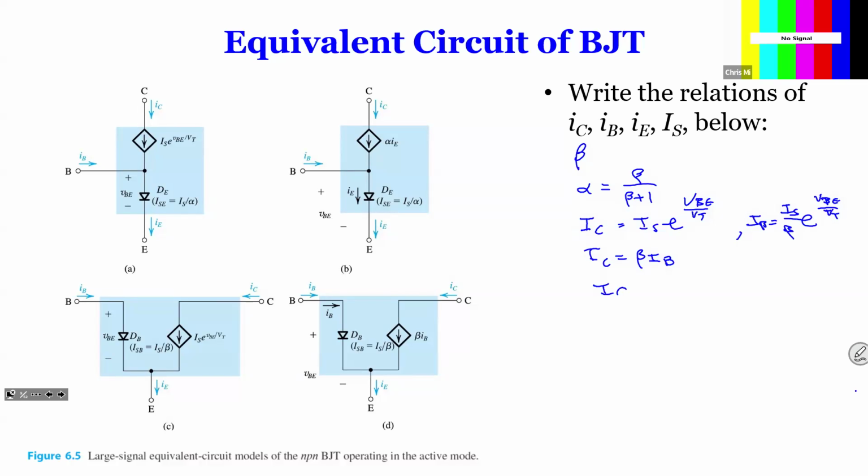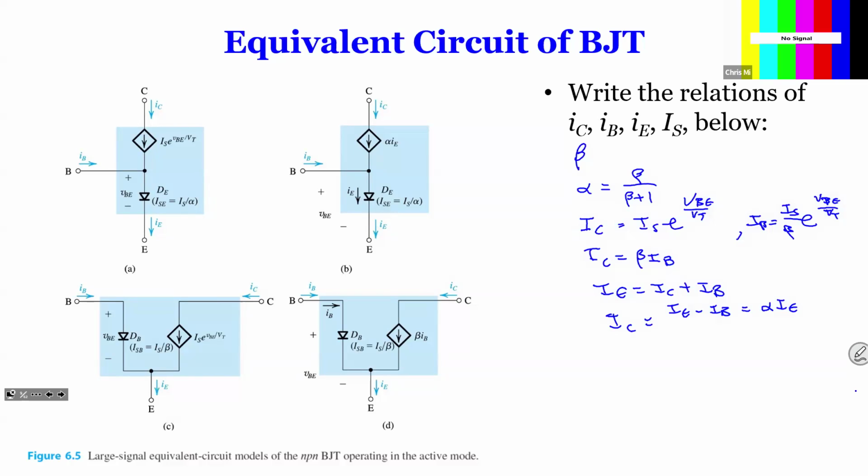And then you also have IE equal to IC plus IB. So you can say that IC equal to IE minus IB, and then you can write this as alpha times IE. These are just the basic equations that we have for a BJT.